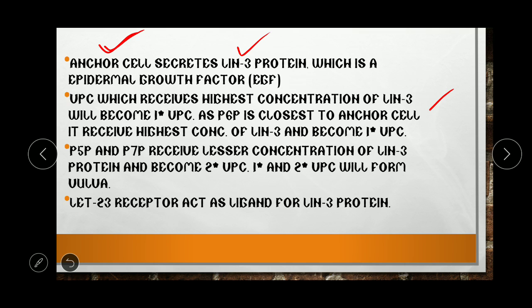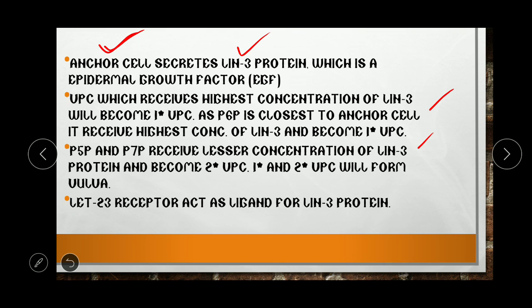And the cells adjacent to it, that is P5.p and P7.p, will receive a lesser concentration of the lin-3 protein and they will become the secondary VPC. So primary and secondary VPC fates are according to the level or concentration of the signal, that is the ligand molecule lin-3 protein or the epidermal growth factor, they are receiving.